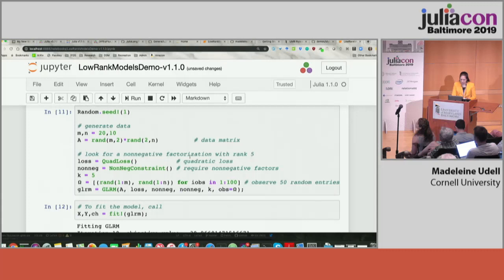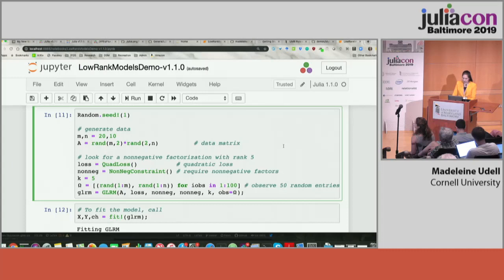So here I'm generating it by choosing loss functions and regularizers by hand. Okay, so I'm going to generate a data matrix, and this is a random low rank data matrix, and I'm going to look for a non-negative factorization with rank 5. Okay, so I'll use a quadratic loss and a non-negative constraint. I'm going to take a random set of 100 observations, which is one half of the entries here. Okay, and here's how I form a low-rank model.